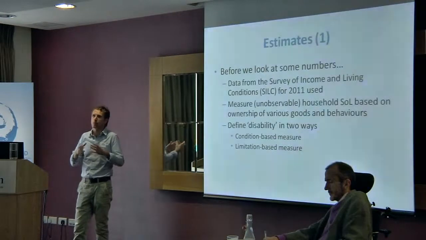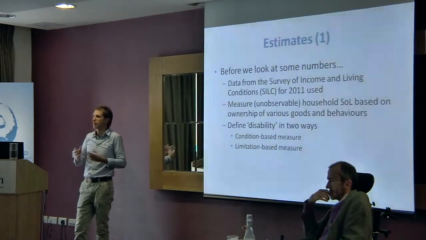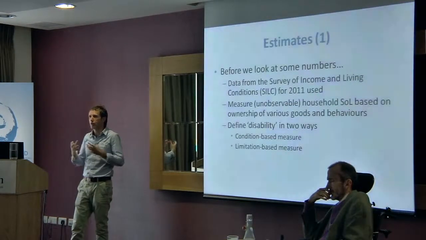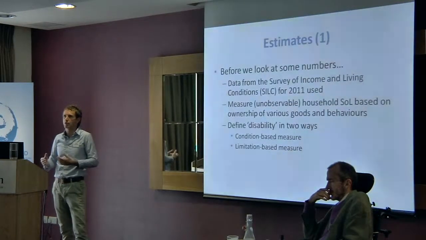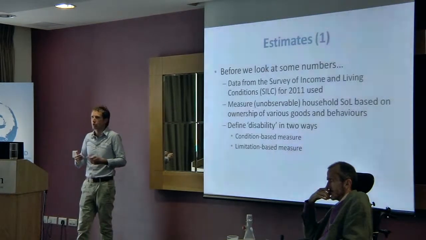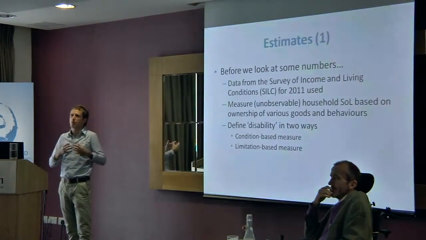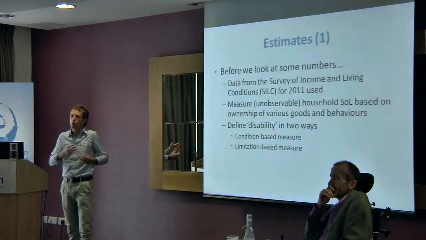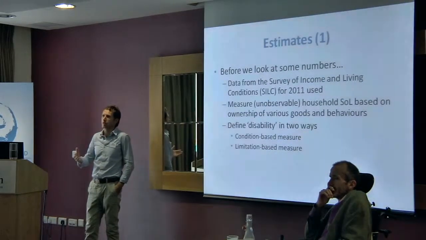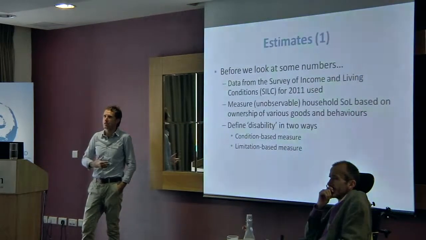And that gives us a sample of about 11,000 individuals or about 4,000 households. So we have a very large data set. We have good information in relation to a range of characteristics of the individuals in the household that we need to utilise the approach. And what it means is, because this is a representative sample, we can get a good representative picture of what the cost of disability is in Ireland.